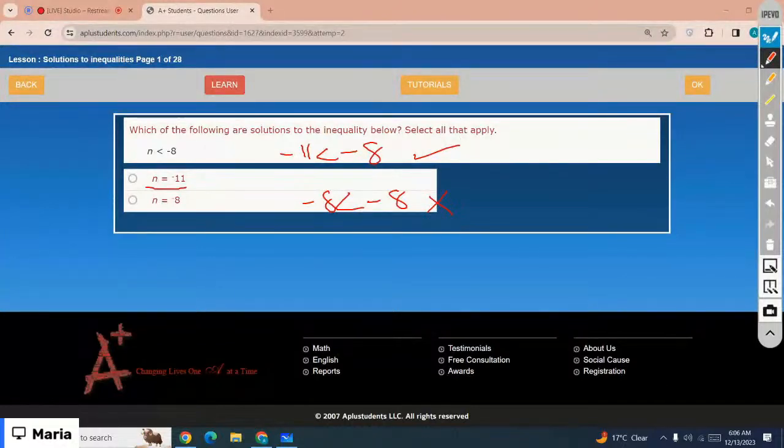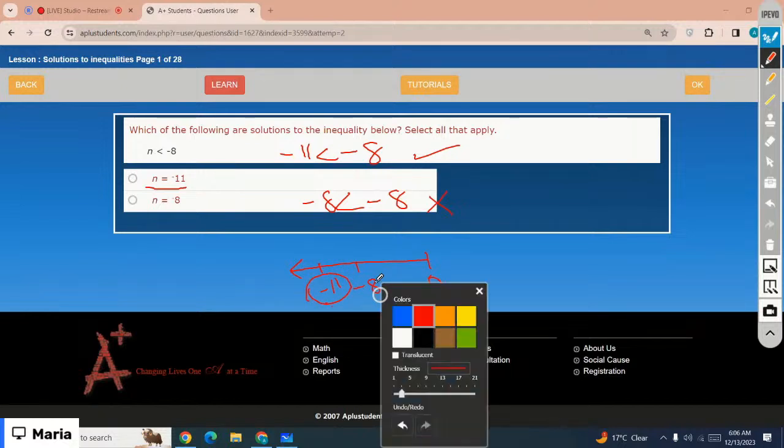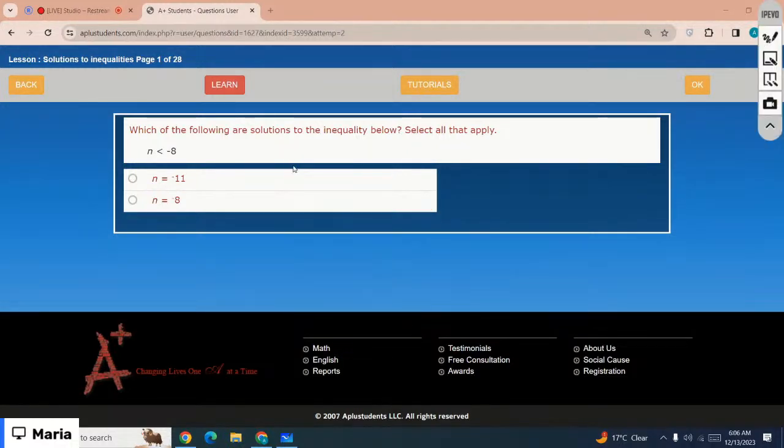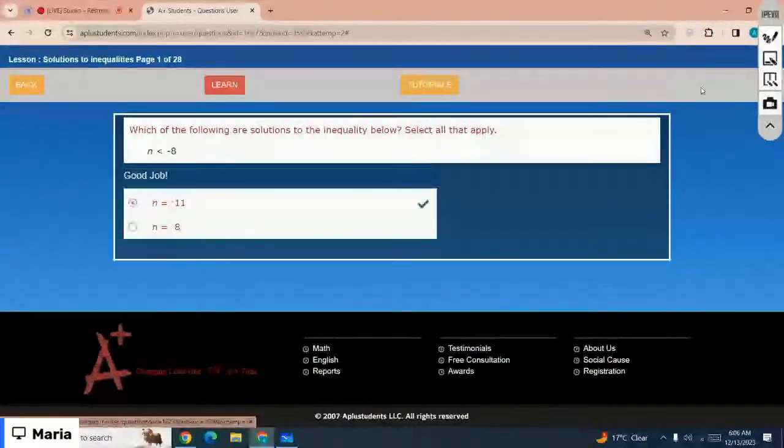Negative 11 is less than negative 8. On the negative side, as you are moving far from 0, the numbers are getting smaller and smaller. Here is 0, here is negative 8, and here is negative 11. Negative 11 is farther than negative 8 on the number line. That means negative 11 is less than negative 8, right? On the positive side, the numbers are growing. On the negative side, the numbers are decreasing, right? So option number 1 is the correct option. That is, n equals negative 11 is the solution of the inequality. Got it?